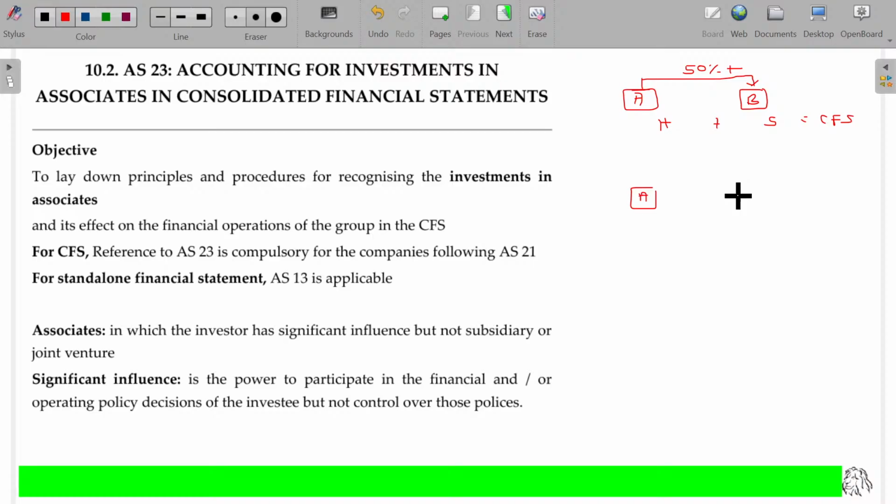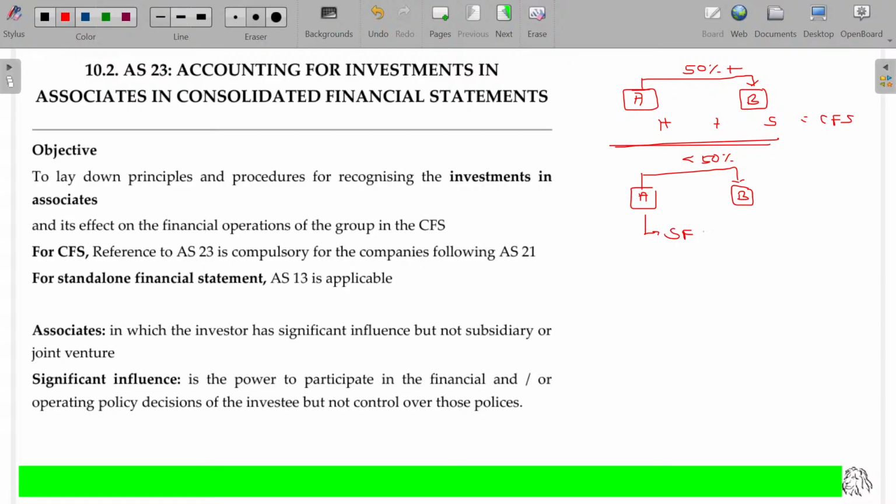If A invests around less than 50%, A Limited has no controlling rights on B. Then how can we treat this? Here we no need to prepare the consolidated financial statement. For A, you have to prepare a separate financial statement, and the investment made in B will be named as investment.